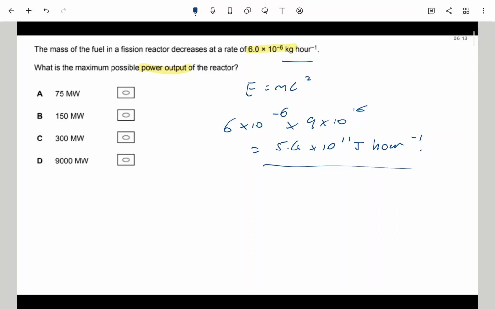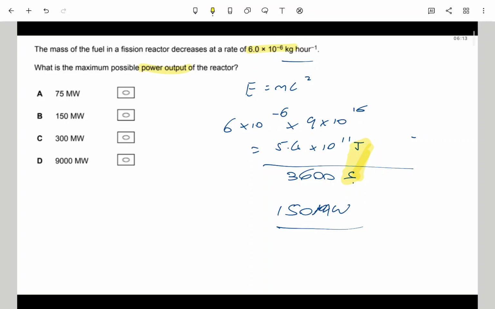And then we need to divide by the number of seconds in an hour. If you're wondering why that is, obviously per hour is divided by an hour. So if we change that into seconds by putting in the number of seconds in an hour, 3,600, as you can see, that gives us joules per second, which is watts. So if you calculate that, I'm just going to divide that by 3,600. That gives us 150 megawatts.